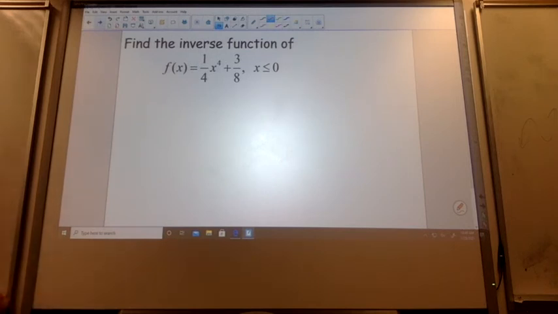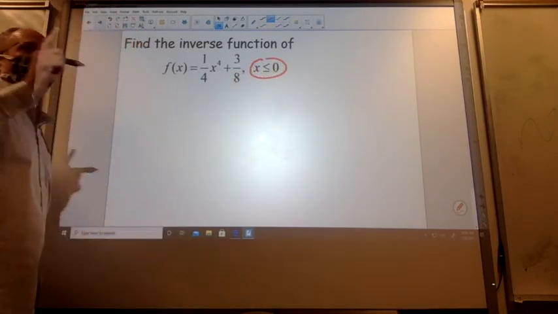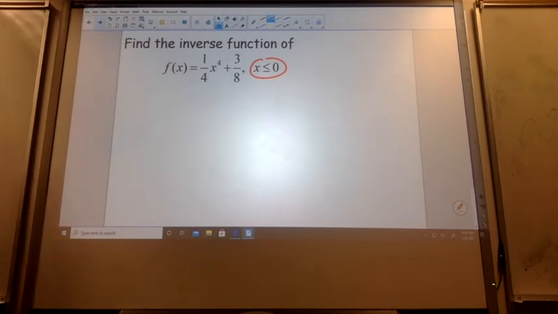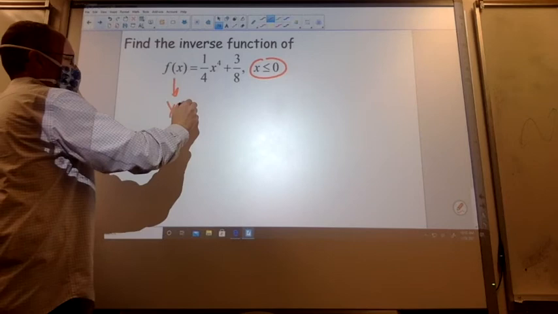This one's restricted for which values? Positive or negative? Negative. So let's keep this in mind. We have the something to the fourth, so I'm going to have to take the fourth root. If it wasn't restricted, normally the fourth root would have plus minus because it's an even root. So this is going to have the negative root of it. All right. First item, change f of x to y.